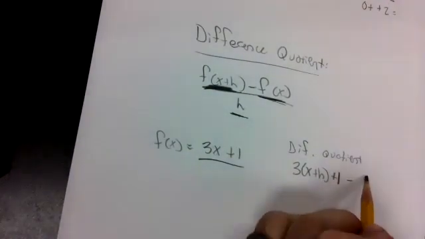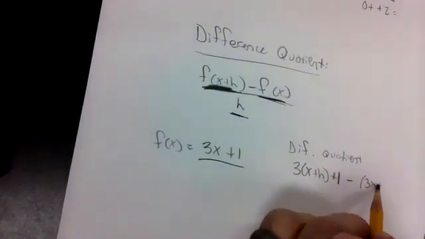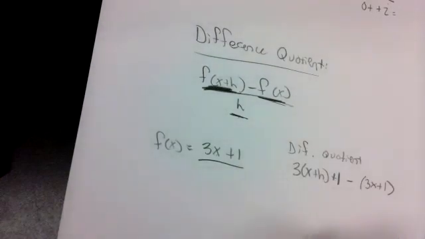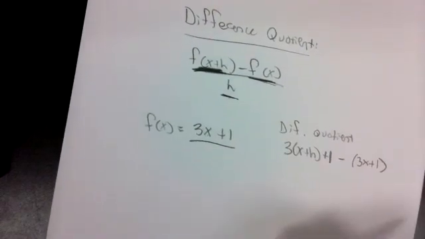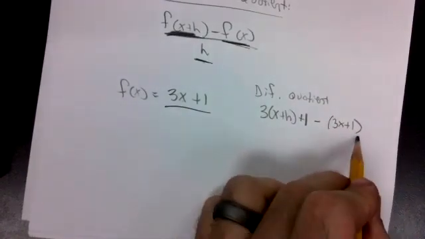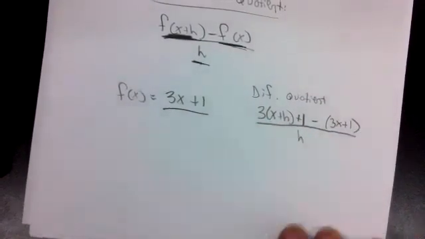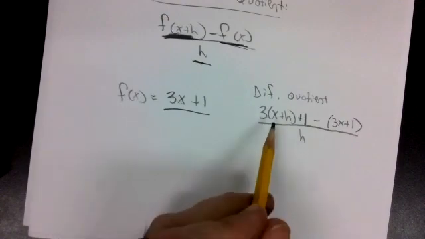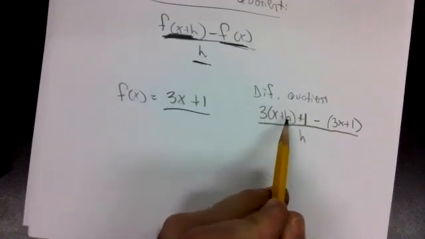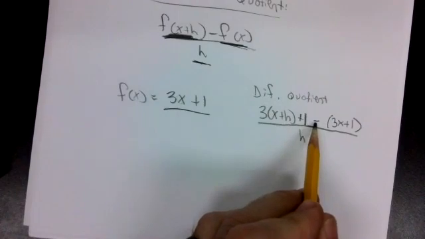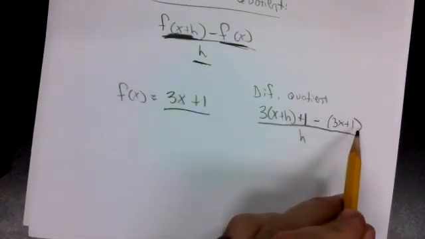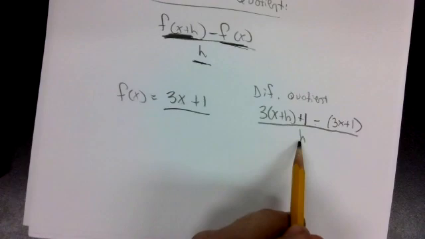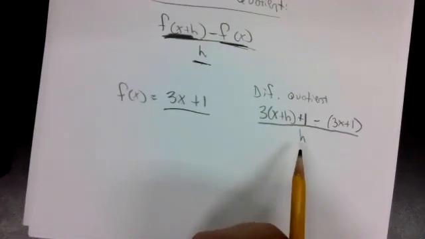Then we're going to subtract f of x, and that's all going to be over h. And then we're going to simplify this. We got some things we can do here, but this is that first part. This is the f of x plus h minus f of x, all over h.